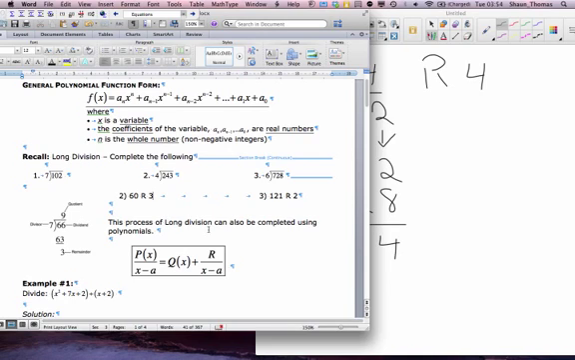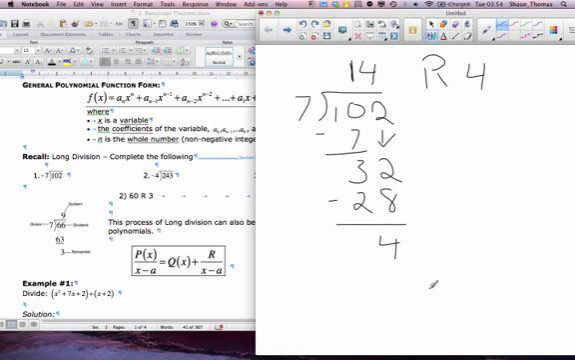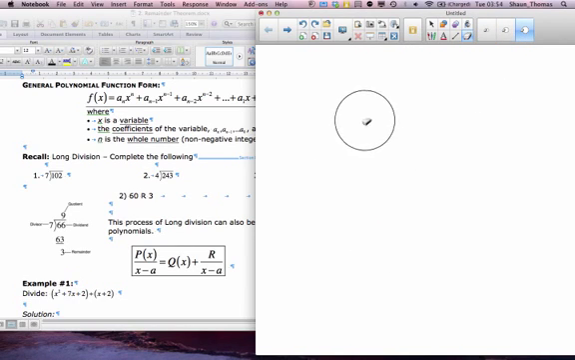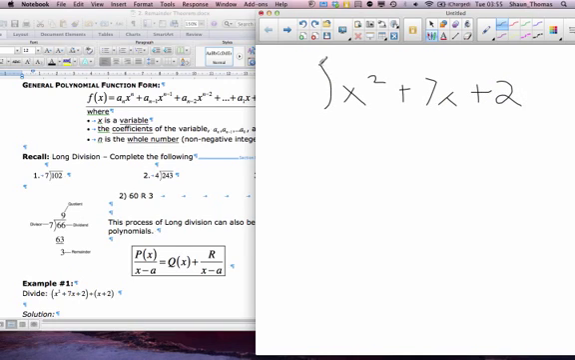So we're going to now try and do this with a polynomial. I'll do it here first on the sideboard so that you can see what I'm doing, and then I'm going to demonstrate all of the rules. Let's go back to my pen function. We're going to take x squared plus 7x plus 2, and I'm going to divide that by x plus 2.